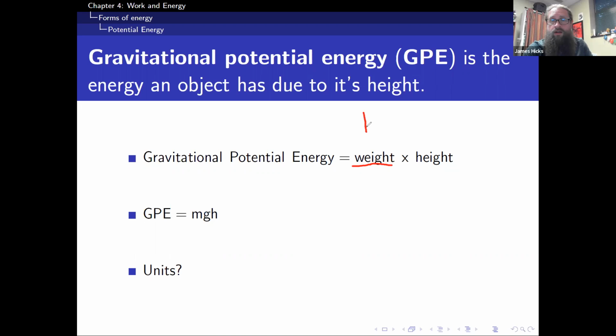What we're doing here is force times distance. And we already know what the force is when we're talking about weight. It's mass times gravity. And if we think about our distance as being height, then our weight times height ends up being mass times gravity times height. So that's our equation for gravitational potential energy. And since it's energy, its units are joules.